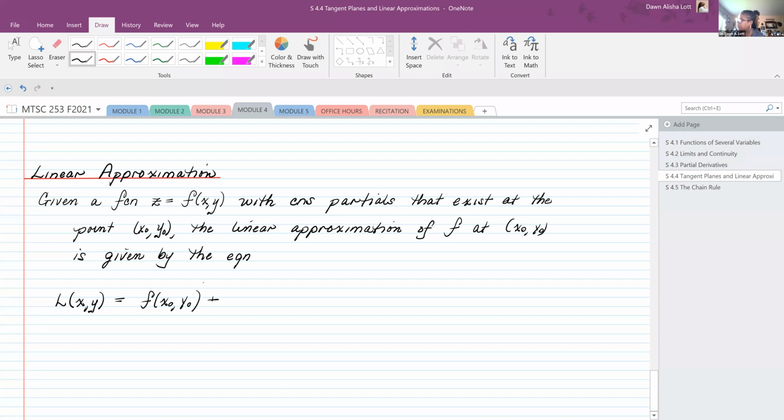It's actually just taking the first part of the Taylor series in 2 dimensions: f sub x of x naught, y naught times x minus x naught, plus f sub y of x naught, y naught times y minus y naught. Okay, so that's the linear approximation.